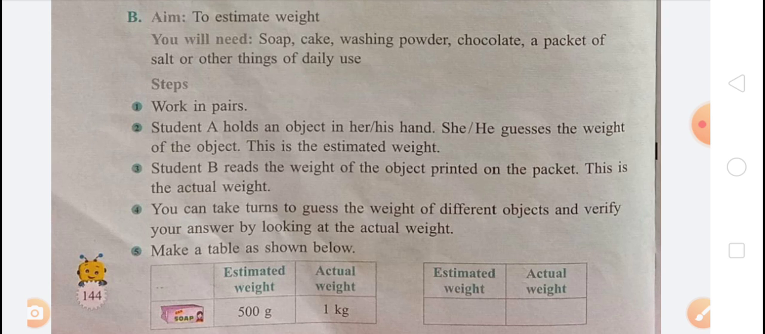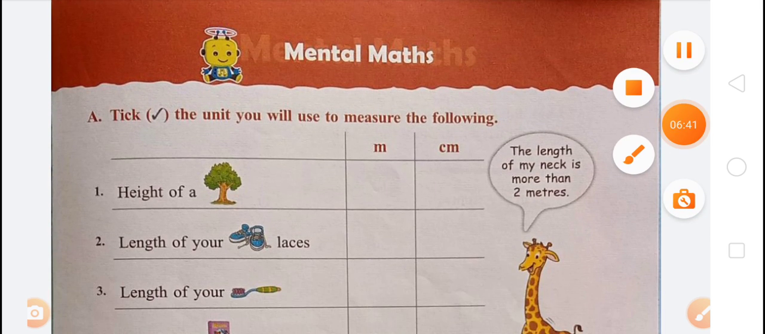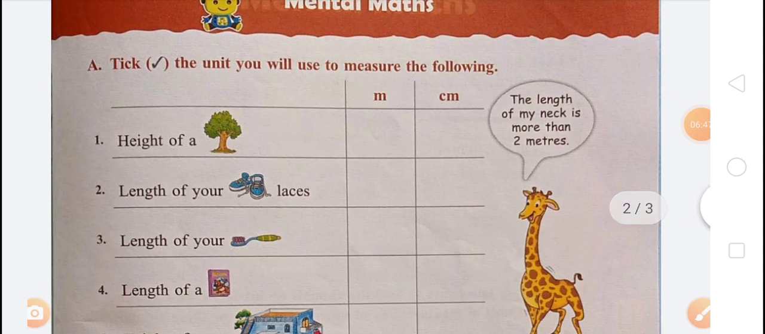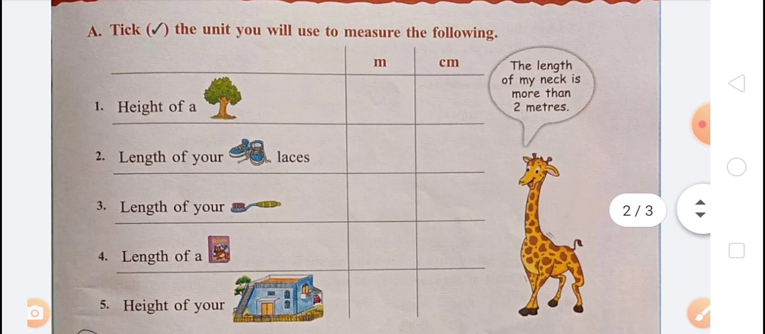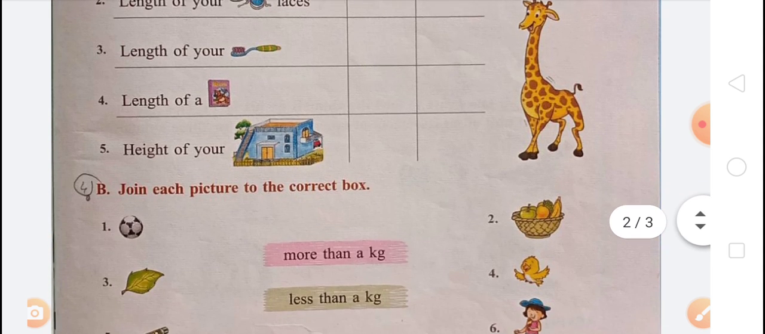And the next is mental maths. Take the unit you will use to measure the following: height of a tree, that is meter; length of your shoelaces, that is centimeter; length of your brush, that is centimeter; length of a packet box, that is centimeter; and height of your house, that is meter. Once again, height of a tree, meter; length of your shoelaces, centimeter; length of your brush, centimeter; length of a box, centimeter; and height of your house, meter.